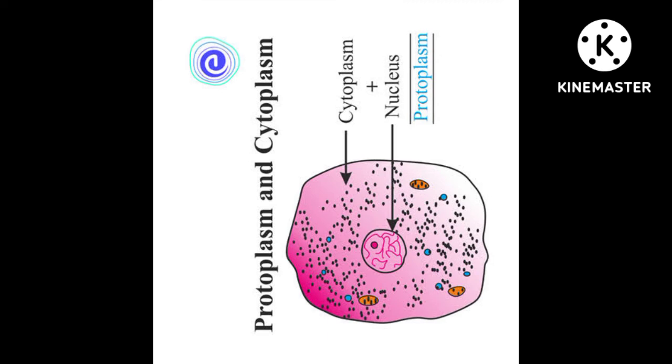Okay, since the picture is a little bit big, I have rotated it. You can see the picture of a cell. Inside it the cytoplasm and the nucleus are marked. So the cytoplasm and nucleus jointly form the protoplasm of the cell.